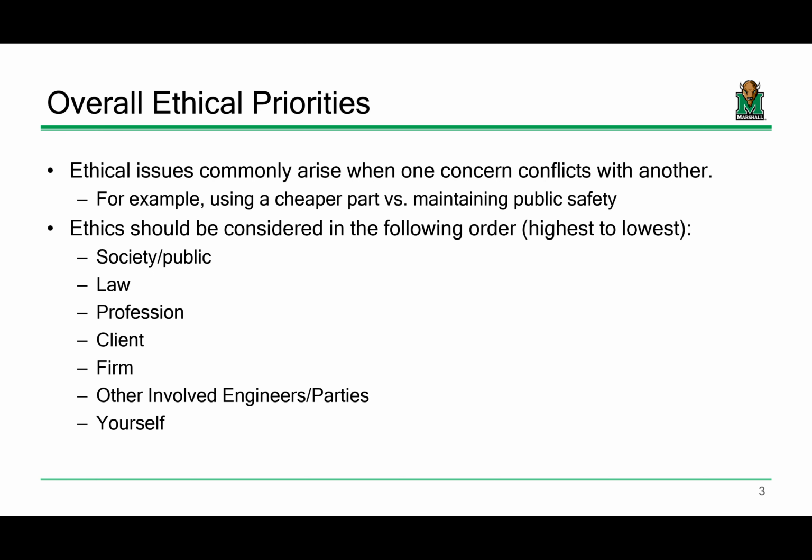So where do you rank your priorities? Here on this slide I have the engineer's priorities in order of what's the most important to what's the least important. First off, what's most important is society and the public. Generally what I'm talking about there is their safety. You cannot design anything that is unsafe or that poses a risk to the public's welfare.